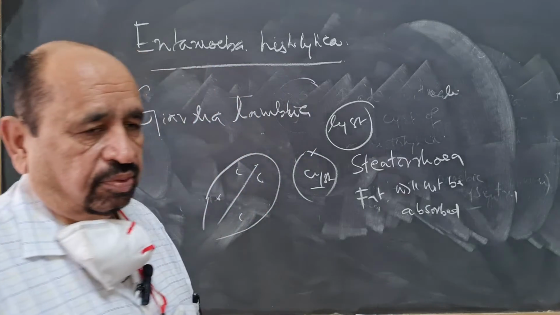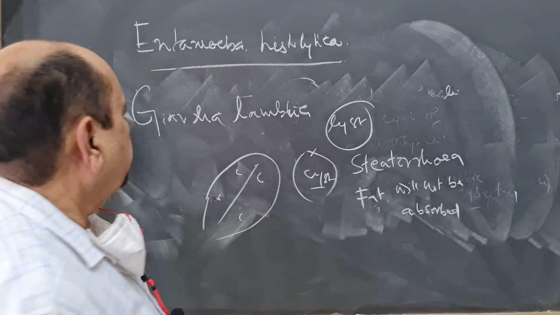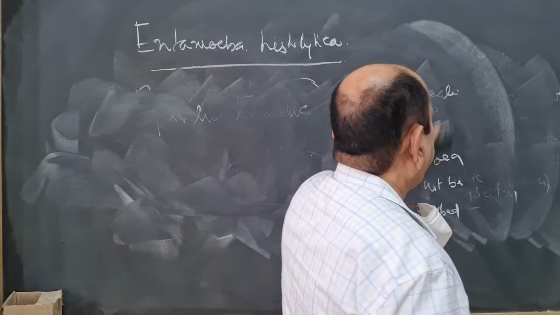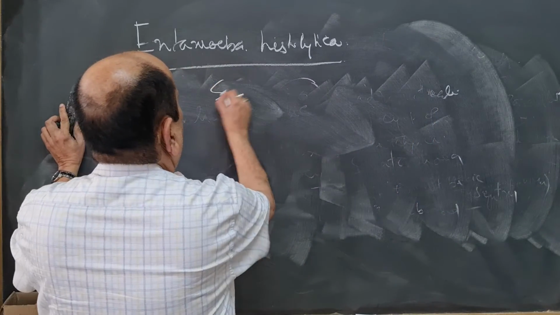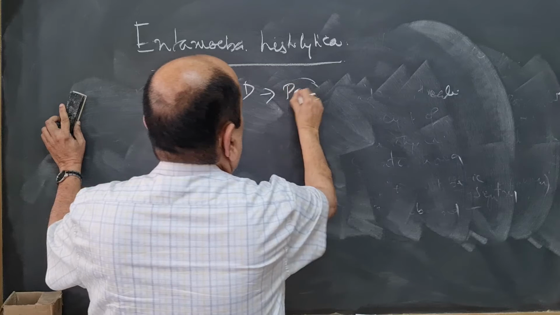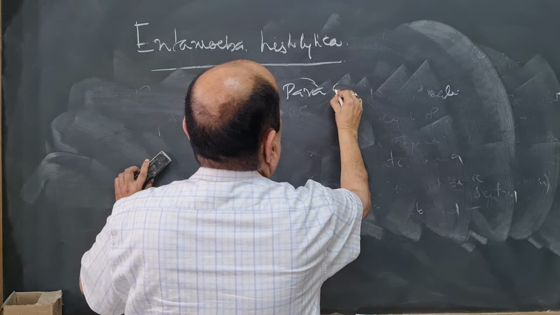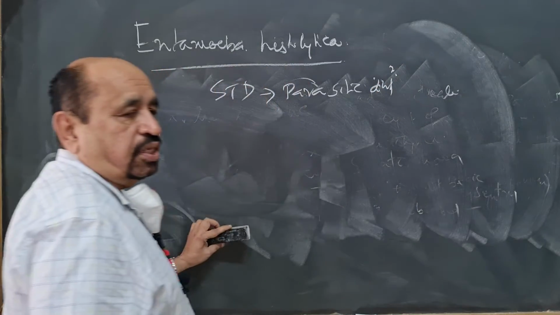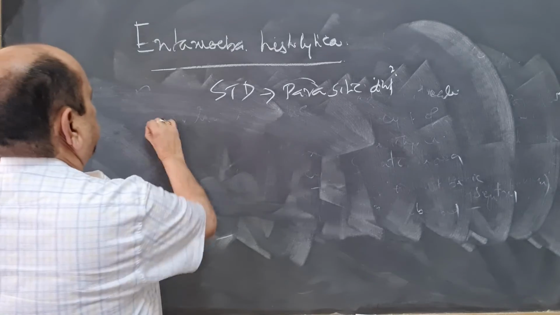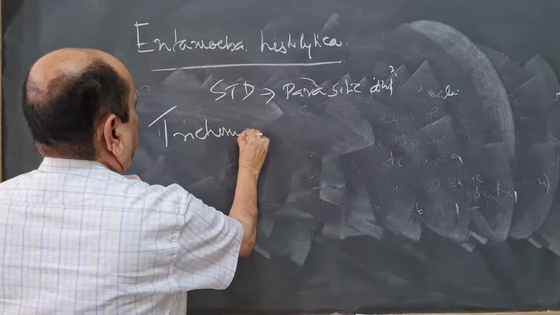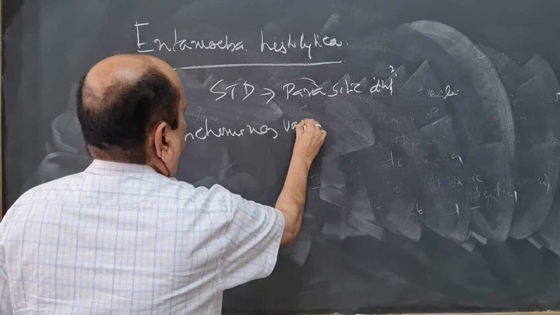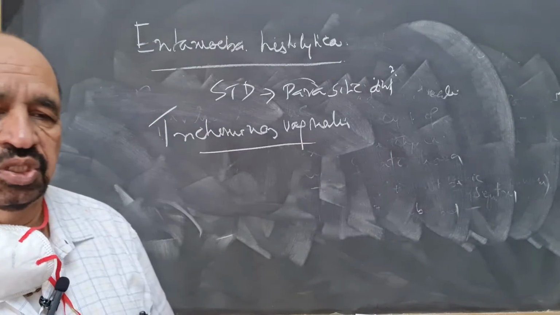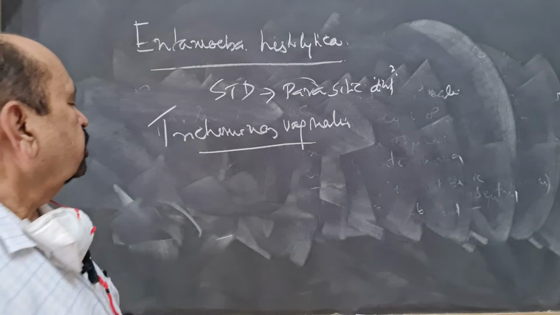Fat will not be absorbed. It is called steatorrhea. Then the third one is genital flagellates. Genital flagellate is a sexually transmitted parasitic disease, a sexually transmitted parasitic infection, that is Trichomonas vaginalis. There is no cyst.